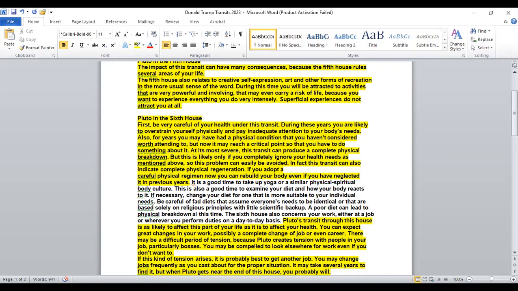All right, at its most severe, this transit can produce a complete physical breakdown. This is only likely if you completely ignore your health needs as mentioned above. So this problem can easily be avoided.